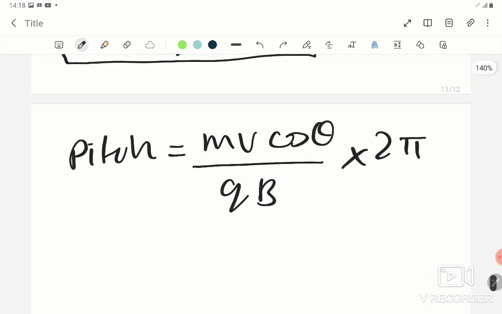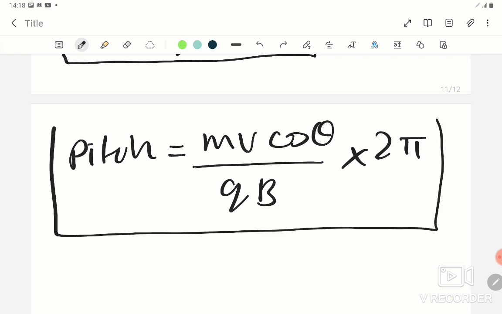And guys, to remember the formula of the pitch of the helix, you just need to replace v sin theta by v cos theta, and then multiply by 2 pi. So with this we have completed this third case as well. Now let's move ahead to the next slide.